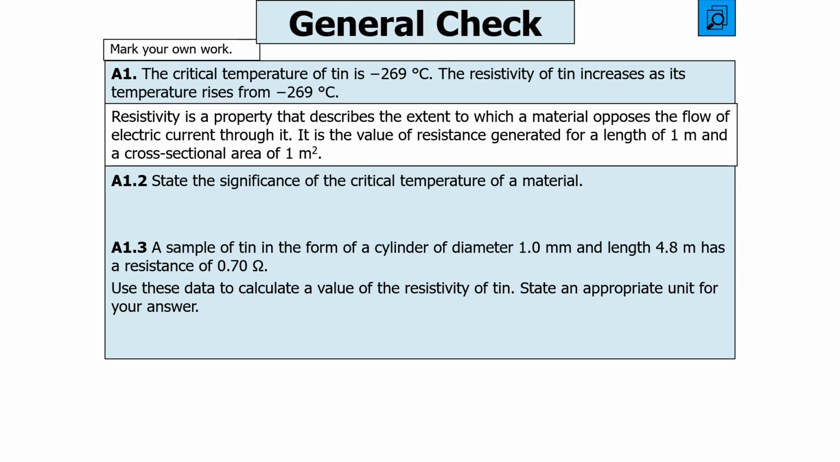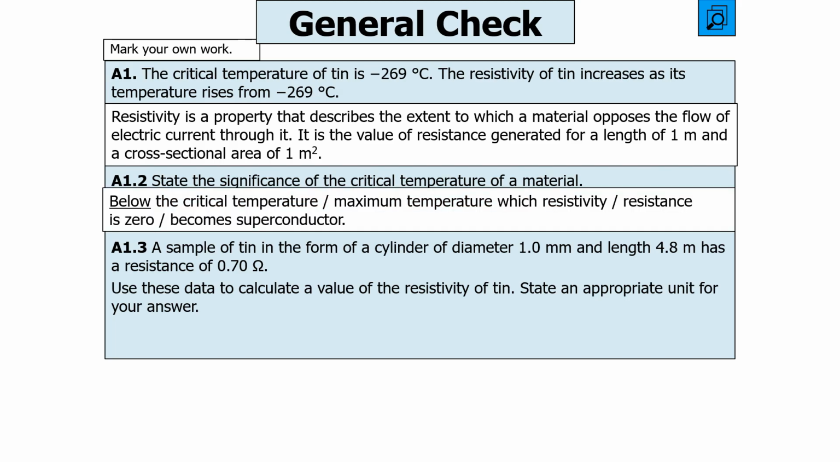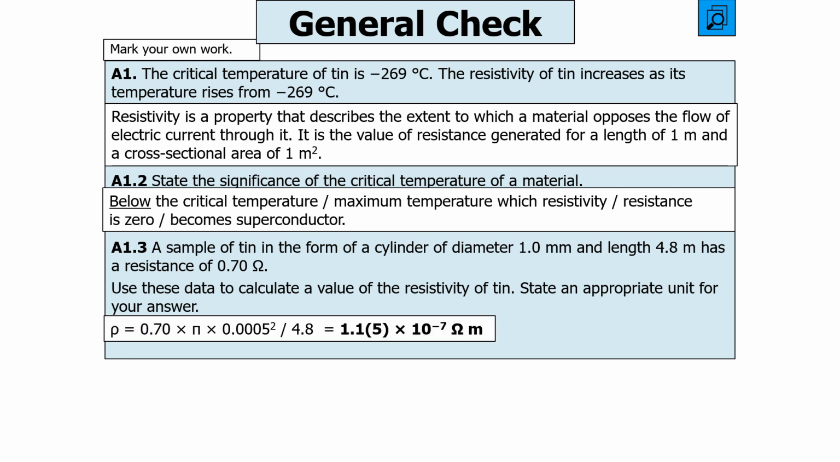Now the critical temperature is one where below the critical temperature you will get no resistivity or resistance, and the device becomes a superconductor. Now in the next question, we know that resistivity is equal to the resistance times the area over the length. Again, to work out our area, because the cross-sectional area is pi r squared, it's a circle, the diameter needs to be halved to get to the radius, and we need to convert our millimetres into metres. So when you work it through, you get 1.15 times 10 to the minus 7 ohm metres.